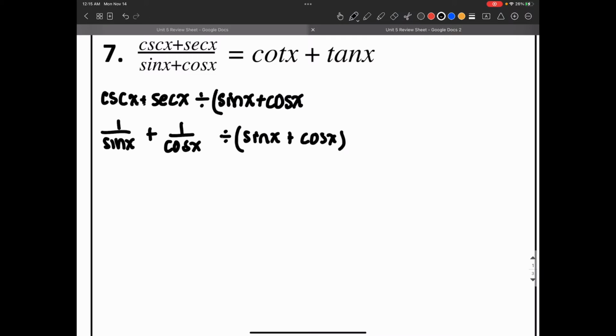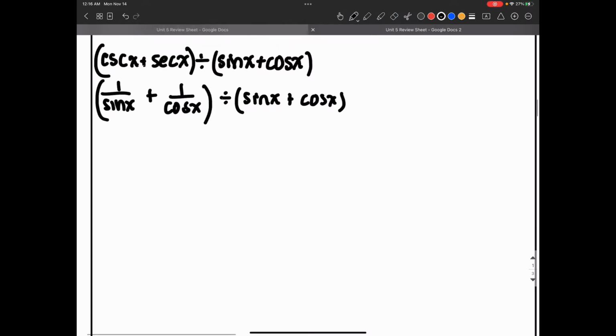So I'm going to put this in parentheses so I don't get messed up, and this in parentheses so I don't get messed up. And then from there, I am going to combine these two fractions, but in order to be able to do that, I need the same LCD. Sine and cosine don't have anything, like I can't multiply one by something to get the other, so I'm going to have to multiply them together to get the LCD. So the LCD is sine of x times cosine of x, which would mean this would be cosine of x over sine of x cosine of x, plus this would be sine of x over sine of x cosine of x.